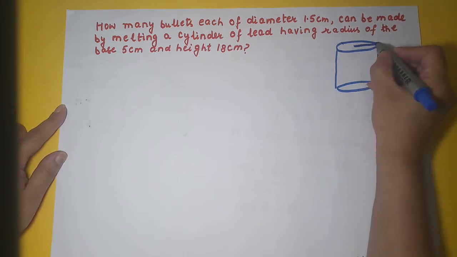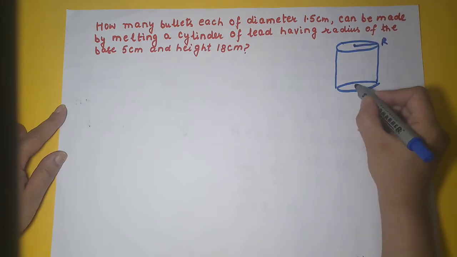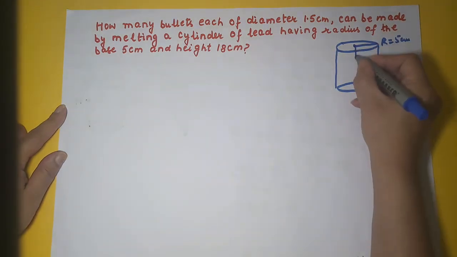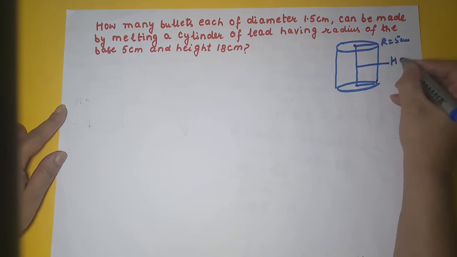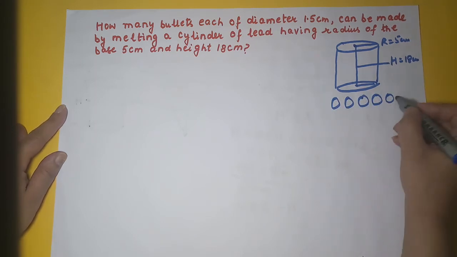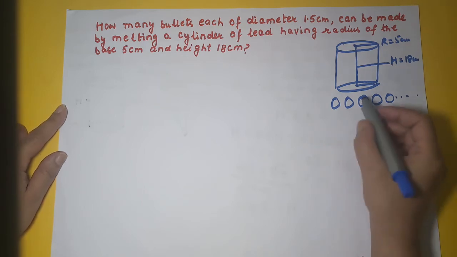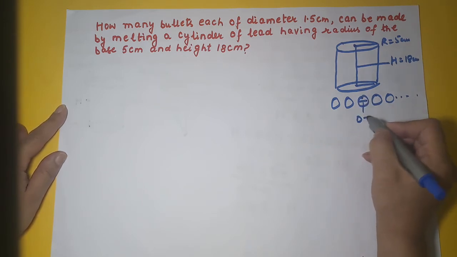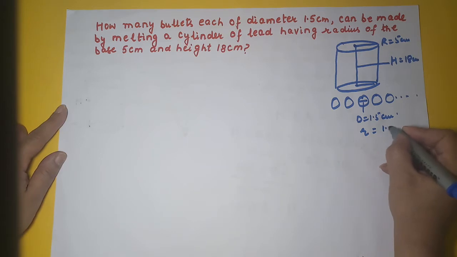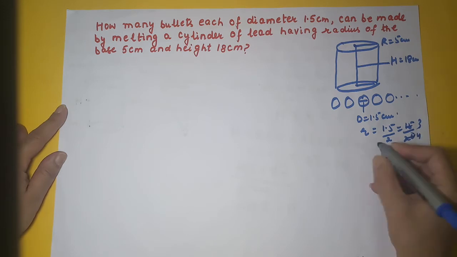So he's saying that the radius of its base is 5 centimeter and the height of this cylinder is 18 centimeters, right? And out of this we have to create the lead bullets, right? We don't know how many, that's what we have to find. And each is having a diameter of 1.5 centimeters. So that means the radius will be 1.5 divided by 2, which is 15 by 20. 5 3s are 15, 5 4s are 20. So radius will be 3 by 4 centimeters.